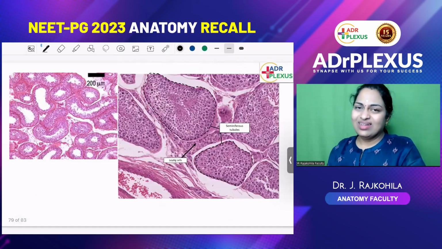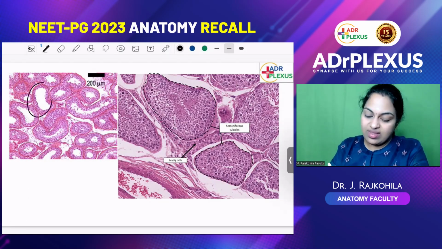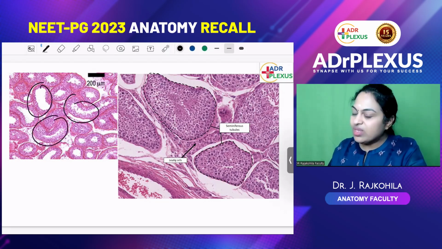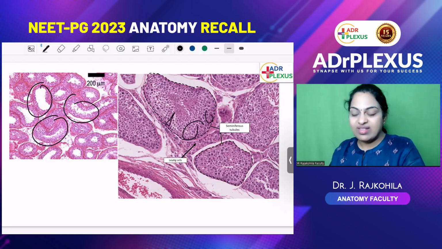Yeah. And another option given was the Leydig cells of the testes. So these are the cross sections of the seminiferous tubules. What do you get to see within the seminiferous tubules? Can you see the spermatogenic cells? And these are the Sertoli cells. You'll get to see the spermatids.